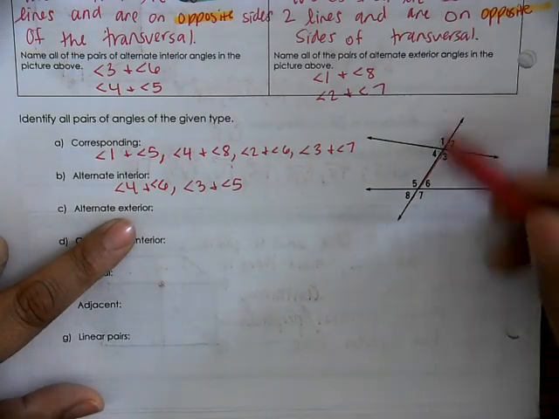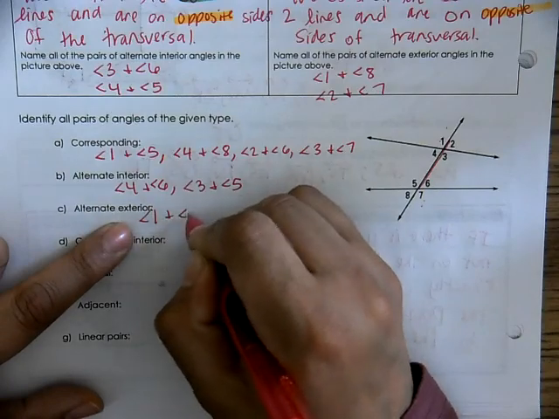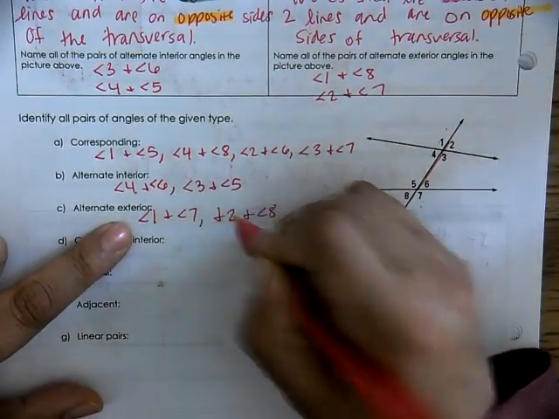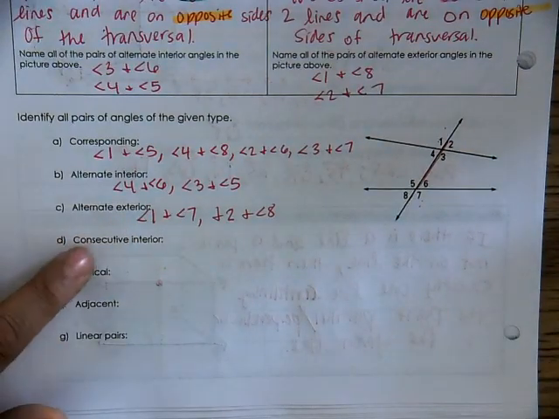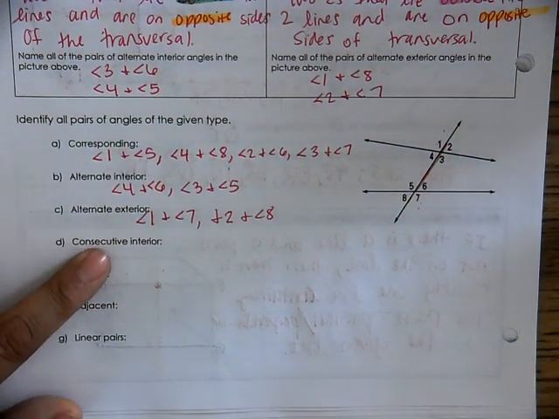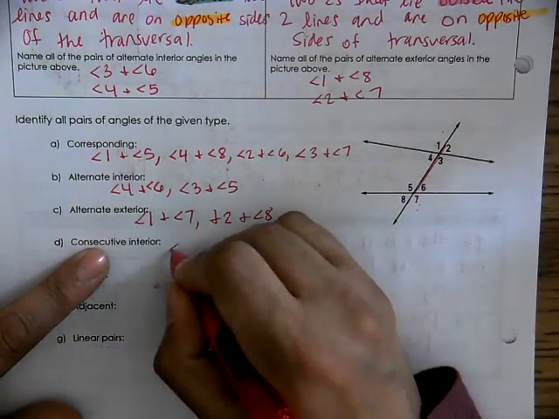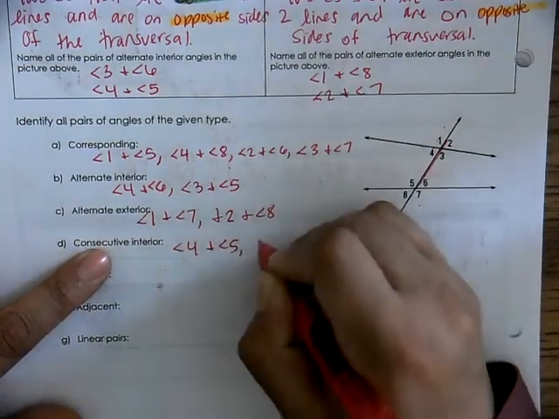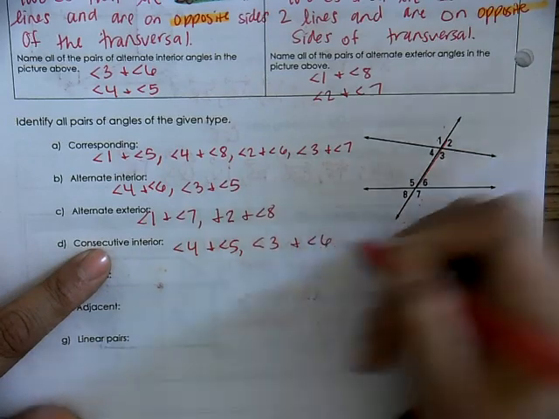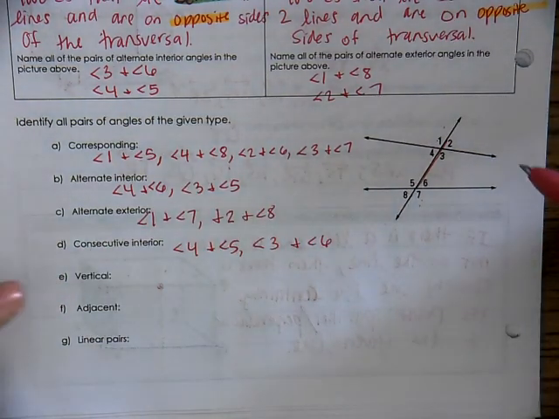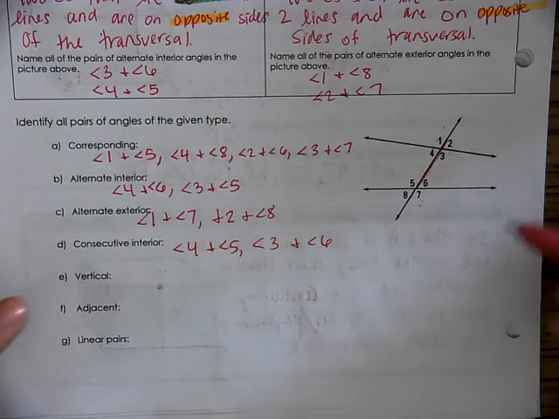So again, this time we're on the outside and switching sides. So 1 and 7 and 2 and 8. Okay, and then the last one deals with consecutive interior. That's going to be same side but inside, so 4 and 5 and 3 and 6. Okay, and the last 3 are just words you've seen before. These are the ones you've already learned about, but I'm going to go ahead and write down the answers so that you have them.